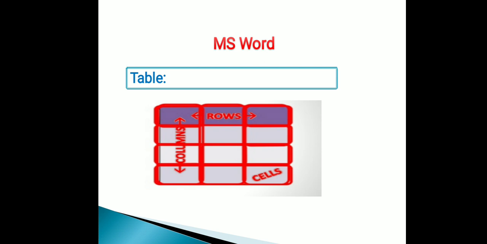So what is a table? A table is a combination of rows and columns. You can see here the columns. Columns are the vertical section of the table. And what are rows? Rows are the horizontal section of the table.